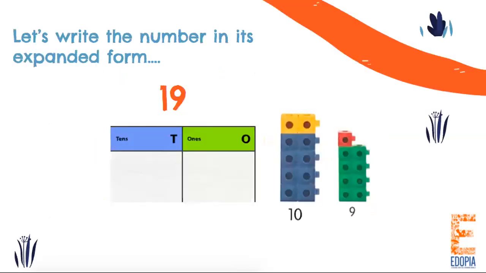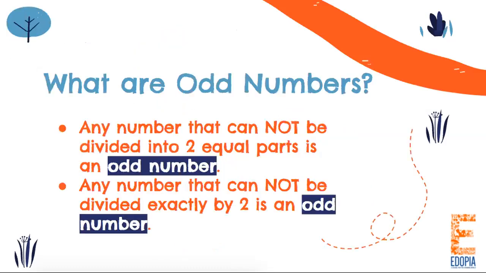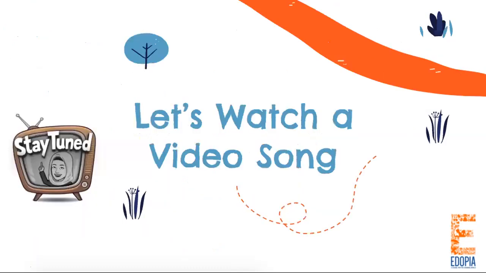Let's split 19 up and put it in its expanded form. There is 1 ten and 9 ones. 10 plus 9 makes 19. So 10 is an even number, 9 is an odd number. So like previously discussed, we can simply consider the digit in the ones place to figure out if it's an even number or an odd number. The definition of an odd number would be any number that cannot be divided into two equal parts is an odd number, or any number that cannot be divided exactly by 2 is an odd number.